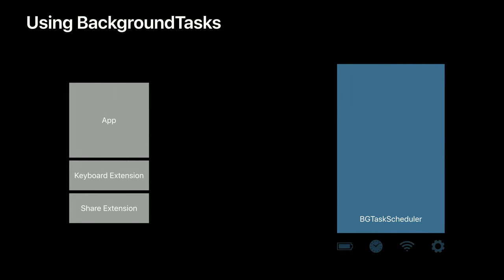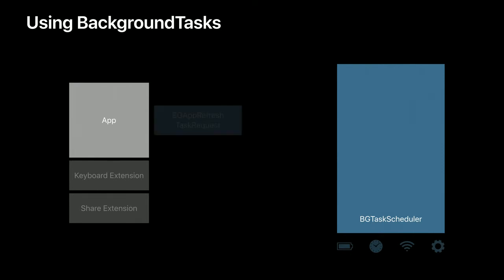Let's say we have an app and a couple of extensions contained within. The primary object that you will be interacting with is the BGTaskScheduler. The BGTaskScheduler is your interface to the system's intelligent, dynamic activity scheduler that constantly monitors various system conditions, including battery level, app usage, network connectivity, and more.